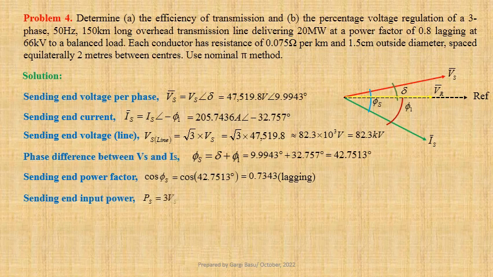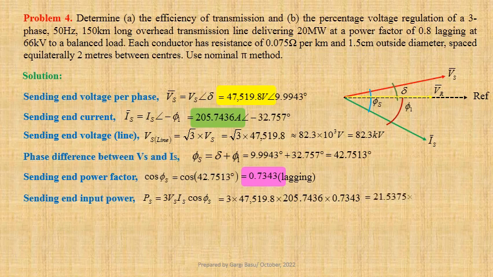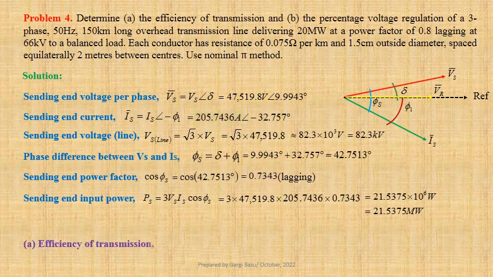Now we shall compute sending end input power. Ps equals 3 times Vs into Is cos φs. Using values we get 3 into 47,519.8 into 205.7436 into 0.7343. That gives us 21.5375 × 10^6 watt or 21.5375 megawatt.